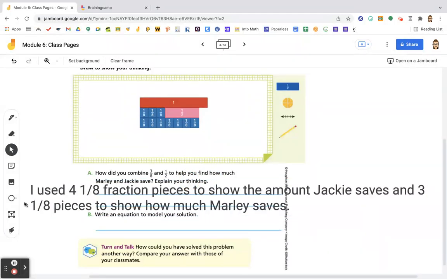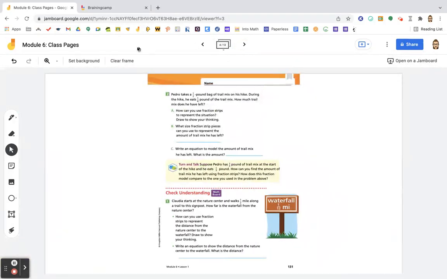Next it says write an equation to model your solution. So here we have 3/8 plus 4/8, and that gives me a total of 7/8. So we go to the next page.